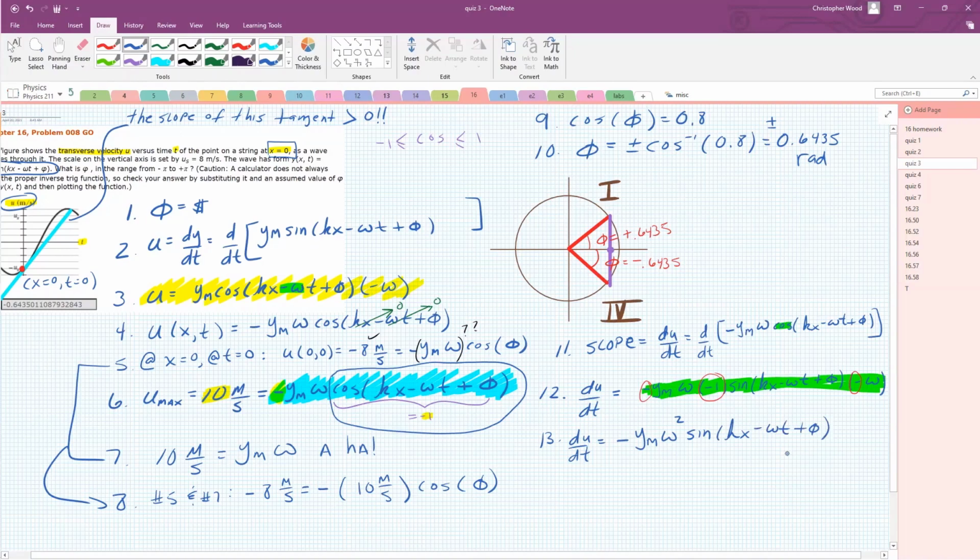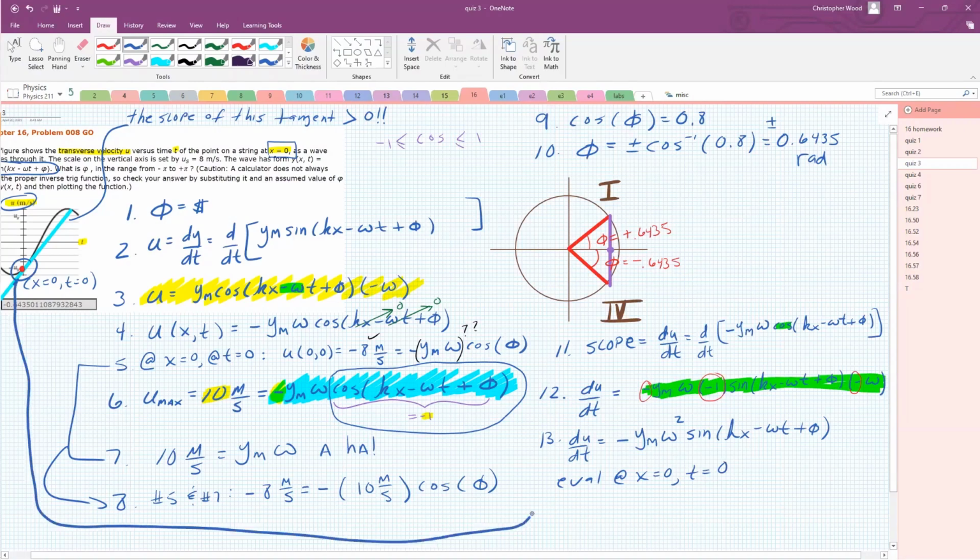Now I can evaluate it. Now that I did all the heavy calculus work, I can evaluate at x equals 0 and t equals 0. Because again, I'm looking at this point. This is the point I'm looking at right here. I'm looking at t equals 0, and that whole graph is again a snapshot taken at x equals 0. So I have step 14. The slope is going to equal negative y sub m omega squared sine of phi.